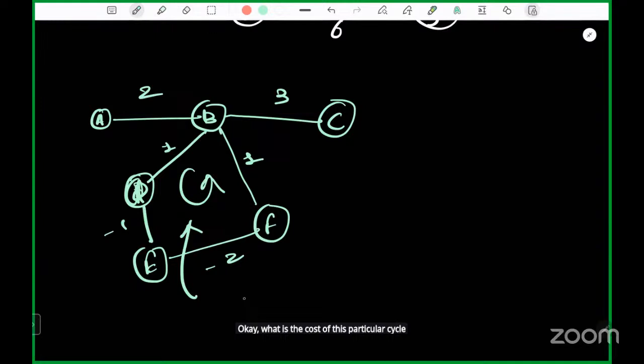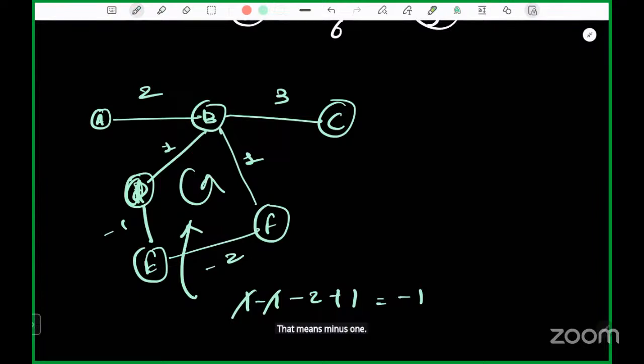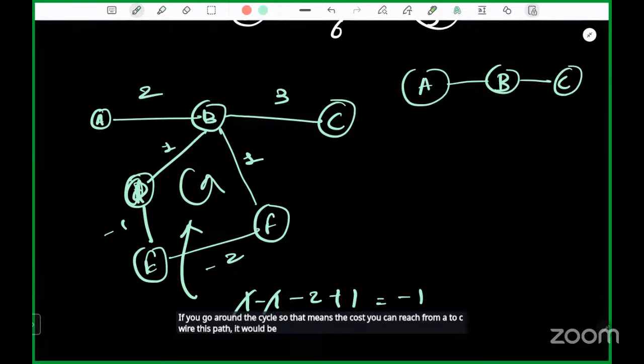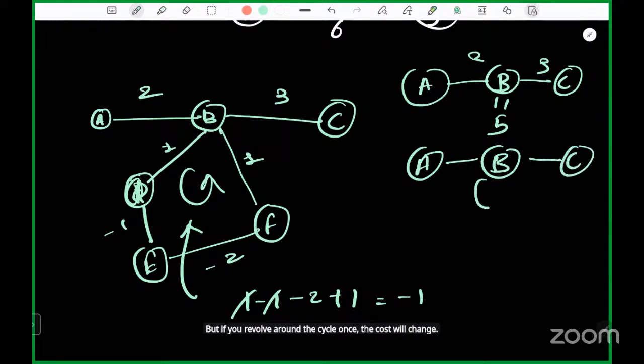The cost of this particular cycle is 1 - 1 - 2 + 1, which means -1. If you go around this cycle, you can reach from A to C via this path, A to B to C. The cost of this path will be 5. But if you revolve around the cycle once, the cost will change: 5 - 1, which is 4.